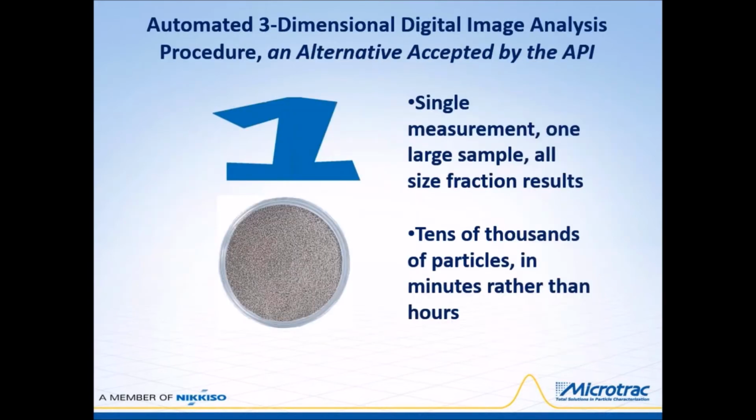Automated 3D dynamic digital image analysis is now an accepted alternate procedure for both the size distribution and the shape measurements for proppants. This offers major advantages, saving significant time and cost and improving measurement accuracy by making a single measurement of one large sample.